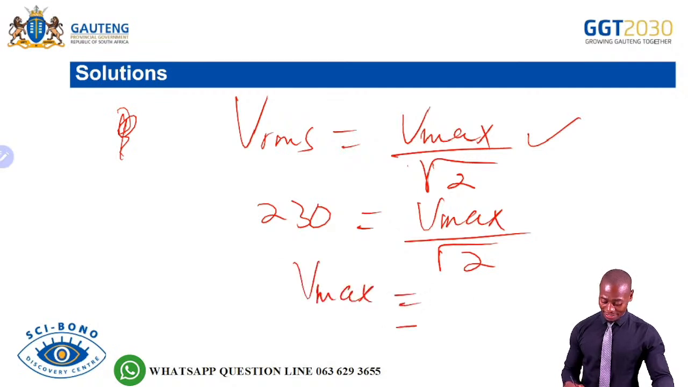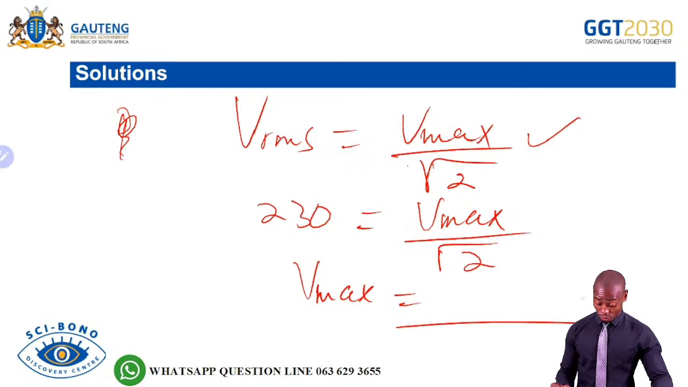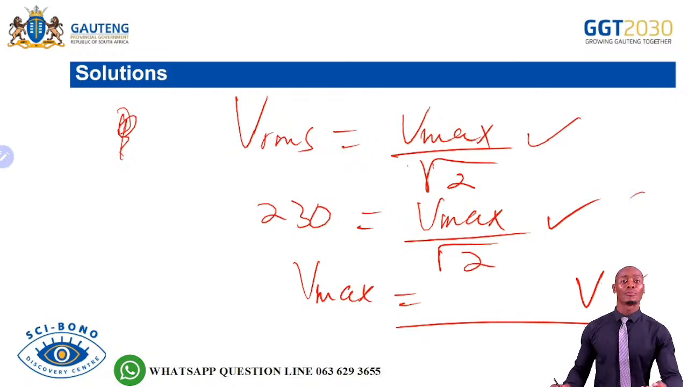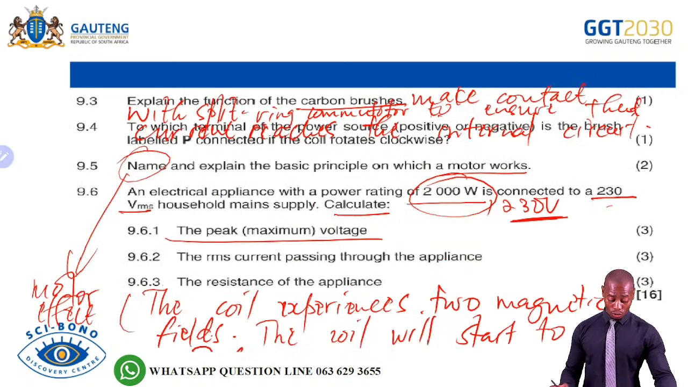Then I will get the answer, which is 230 times root 2. Then I will get my answer in volts. So Vrms equals Vmax over root 2. You get a mark for that, a mark for correct substitution, a mark for correct answer with units. Then you'll get how many marks there? 3 marks. All right. So let's look at 9.6.2.